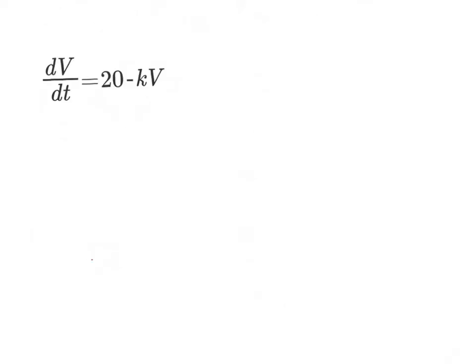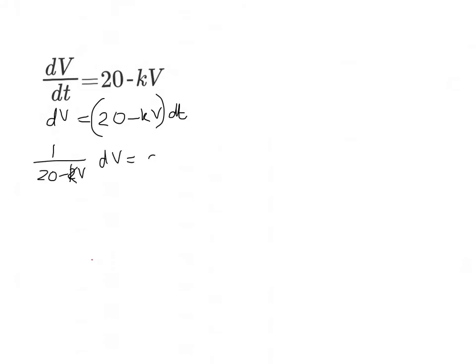Next example, let's start by multiplying both sides by dt, (20 minus kv) dt, remembering to put those brackets around the 20 minus kv. Now, we need to check our right hand side. We can't have anything to do with v this side, it has to all be t's. So this whole term is going to have to divide over onto the other side. 1 over (20 minus kv) dv equals dt. Now let's check our left hand side. This has to all be v's, no t's, which it is, good. That means we can now integrate.